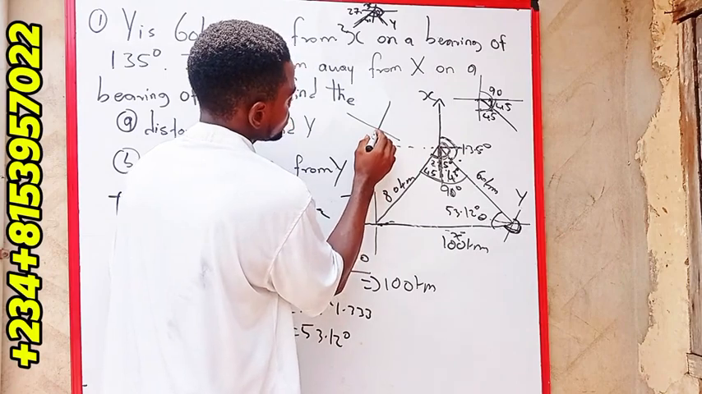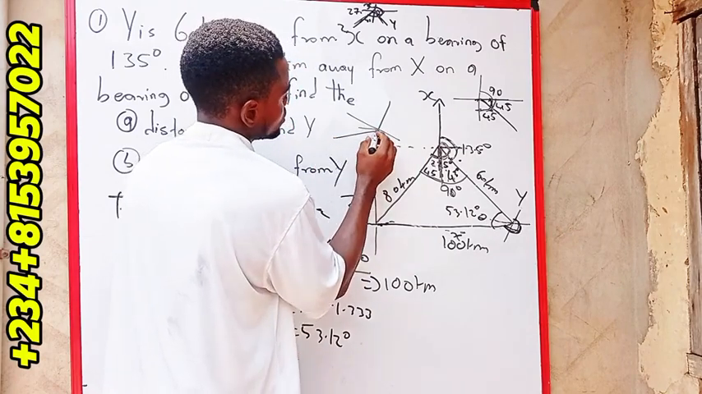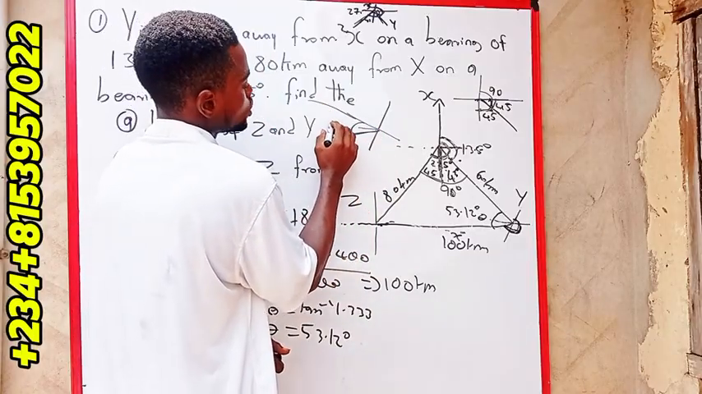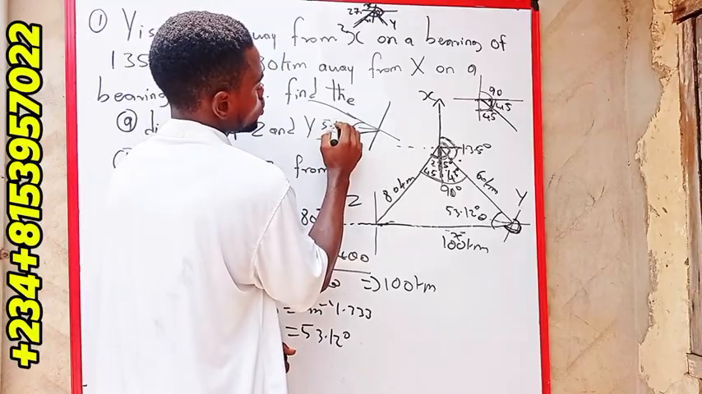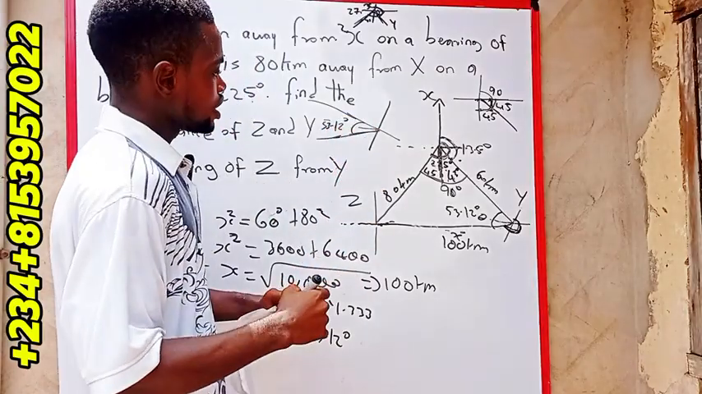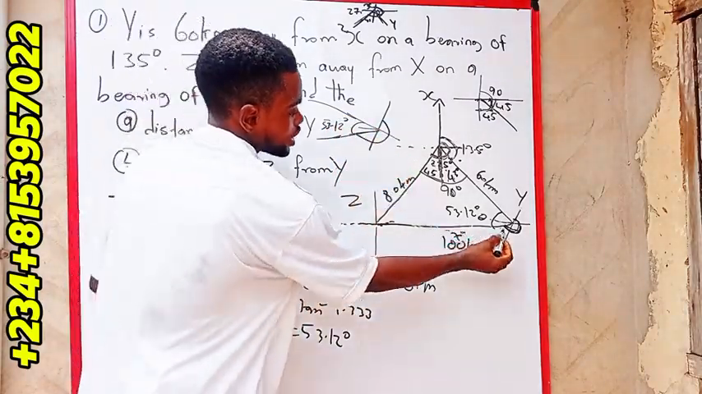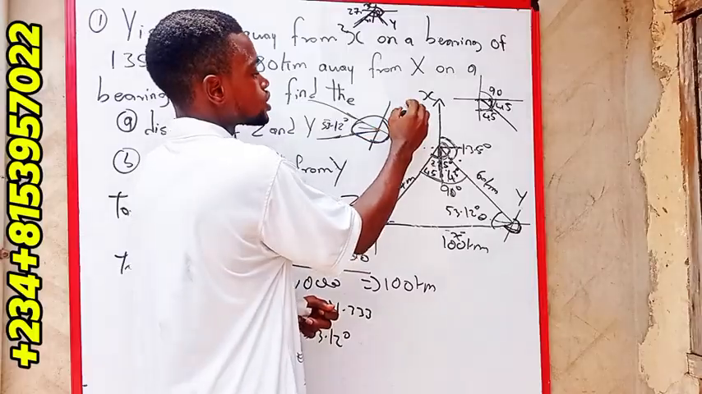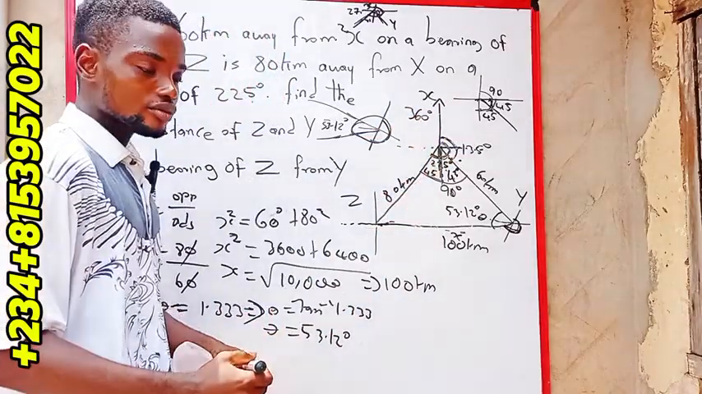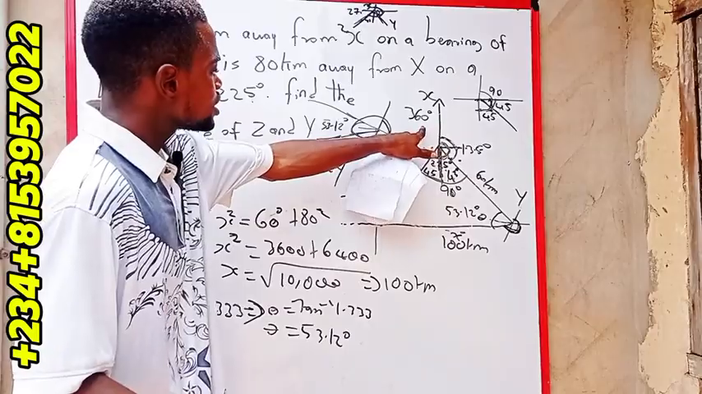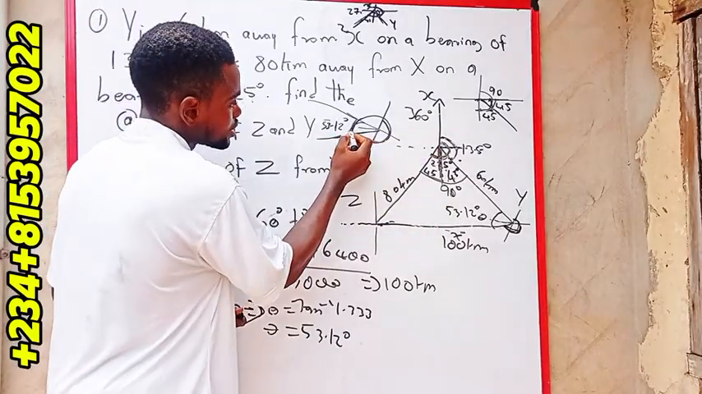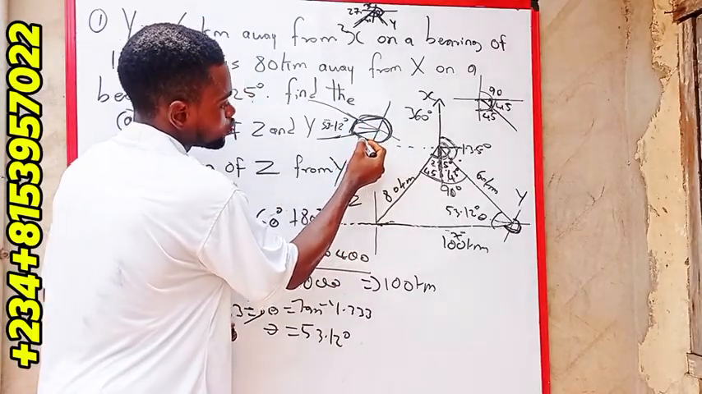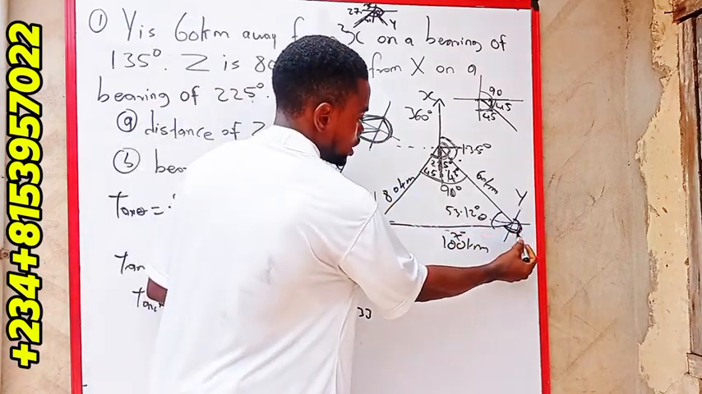We have gotten here to be 53.12 degrees. Now we are not looking for the bearing of here to here. But we know that this whole angle gives us 360 degrees. Now if I use 360 degrees and minus this side and also minus this side, I will get this remaining part, which is the back bearing from here to here.